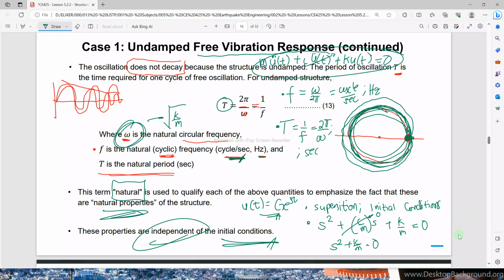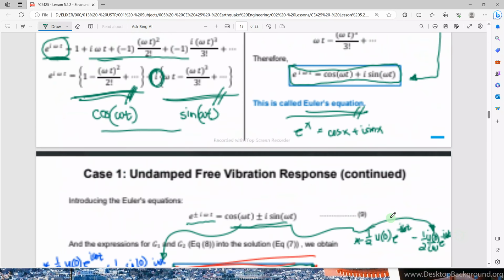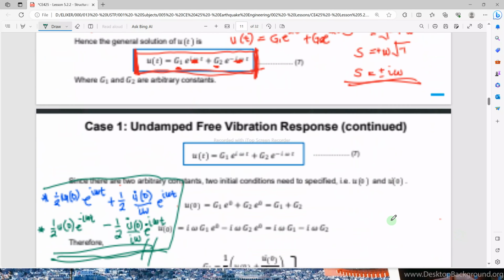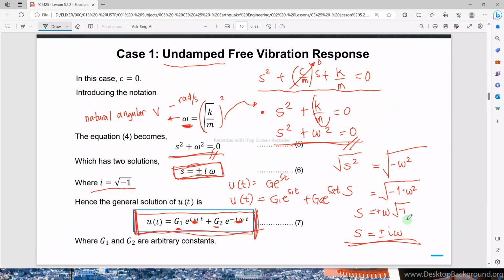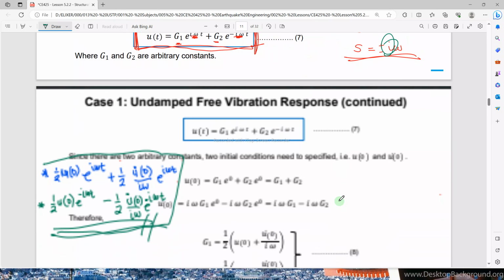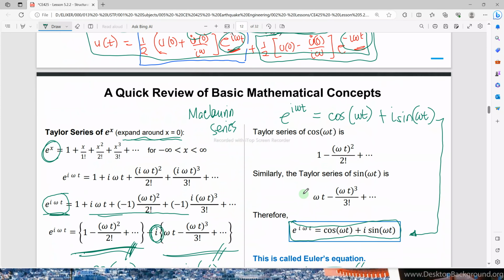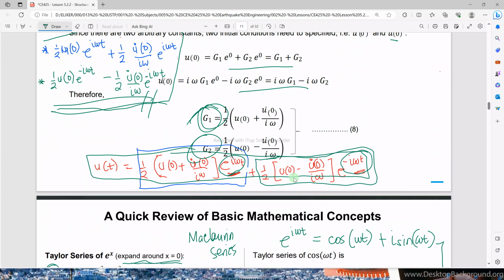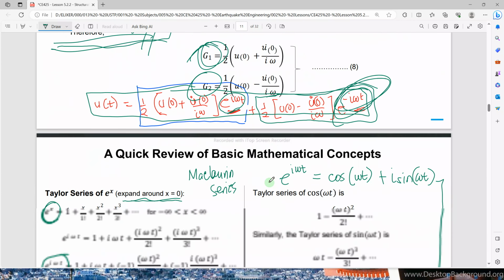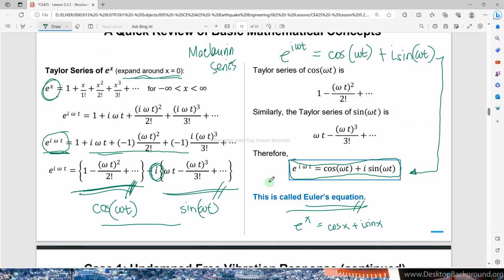So eventually we have another set of formulas, this one here. We have an imaginary part, so the solution is a complex root system, and to remove that, we apply certain principles. We apply our initial conditions here, and the second initial condition, and then we have our arbitrary constants G1 and G2. And then, if we try to eliminate this exponential part, through this concept we have what we call the Euler's equation.